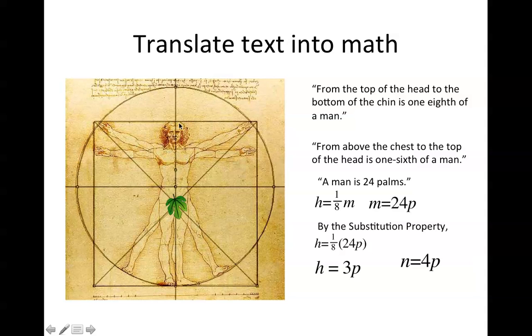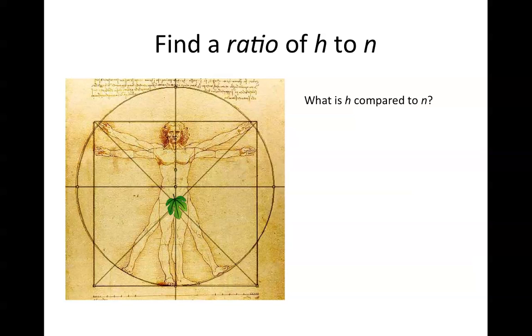You can kind of see that in the drawing. The height of the head is about 3 times the width of a palm, and from the neck and head, that height is about 4 times the width of a palm. So how can we find how high H is compared to N? So again, H is the head from the chin to the top, N is the neck and head from above the chest to the top. Well, we know that H is 3P, 3 palms, and we know that N is 4P, 4 palms.